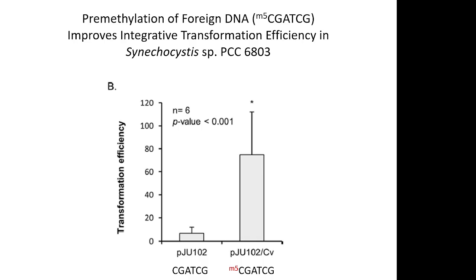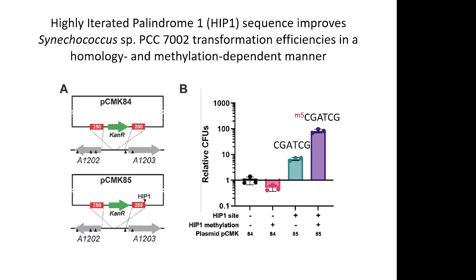Well, also very interestingly, and I think this points to the function of this motif, is that if you want to transform, for instance, a cyanobacteria, in this case again, Synechocystis 6803, if you add to the plasmid this sequence, and if you methylate that sequence, the efficiency of transformation increases. Okay, so this is very interesting, and it is also known that in another different species of cyanobacteria, Synechococcus 7002, the same phenomenon happens.